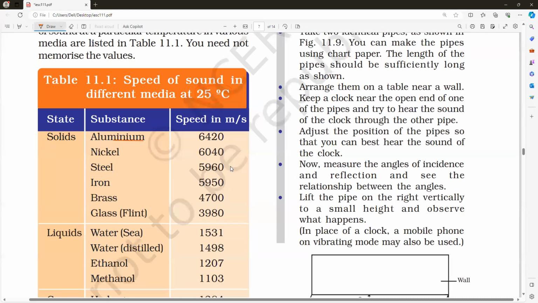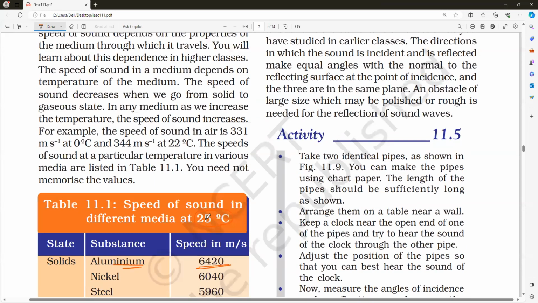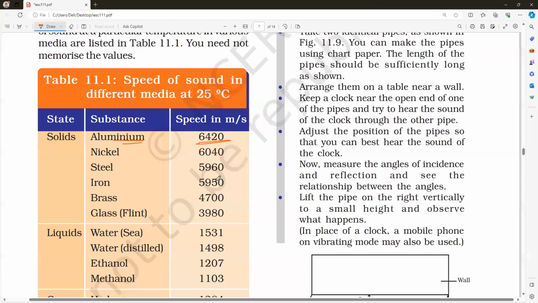Next, for aluminium also we have to take the same value, correct? 6420. Do you understand? That's the reason. In air, 346, because one you take at 25 degrees, the next one also at 25 degrees. Are the values given in the question? No, correct. Am I right? For you also, same.